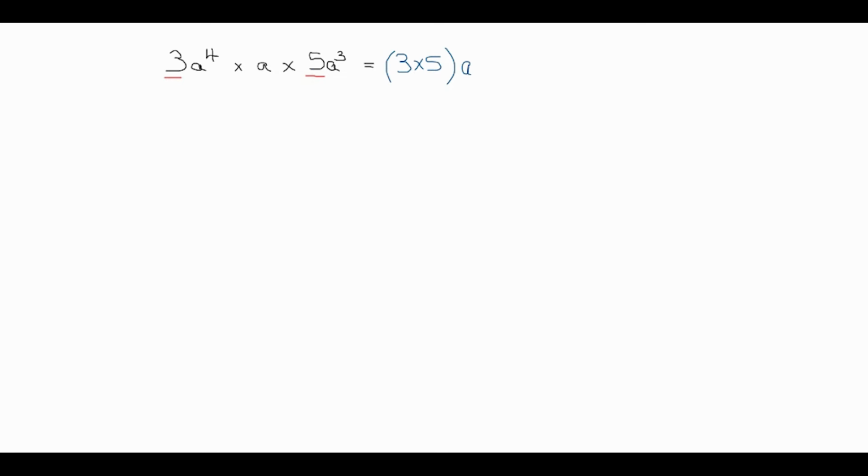Now, as she mentioned, we're going to add the powers of a because we're multiplying a. In all cases here, the base is the same. So if it's the same base, we know from our laws of indices that we have to add the powers. So this is a to the power 4 plus 1 plus 3. And when we simplify this, the product of 3 and 5 gives me 15. And the power of a would be 8. All we have to do is add our powers.